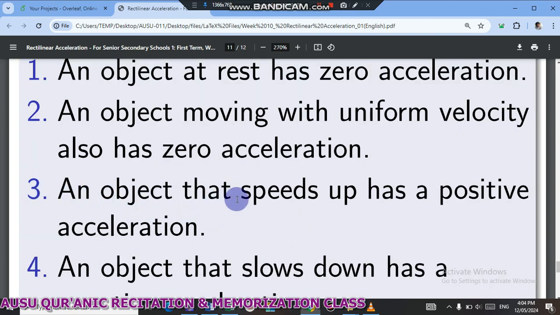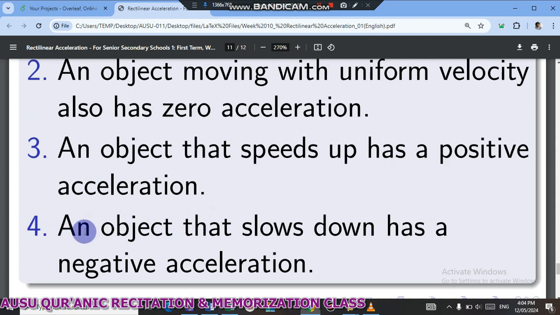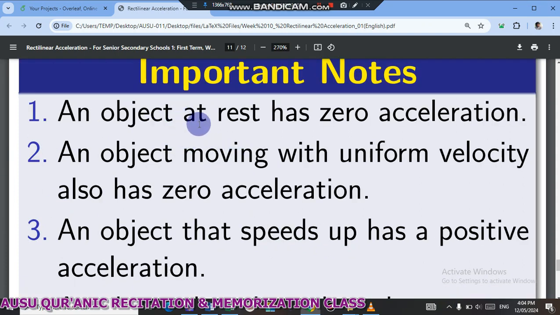Point number 3, an object that speeds up has a positive acceleration. We saw that in the example we gave. And finally, an object that slows down has a negative acceleration. Whenever an object is slowing down, it has negative acceleration. If it is speeding up, positive acceleration. And 0 acceleration means one of 2 things: either the object is at rest or the object is moving with uniform velocity. This is the end of our today's class, and I hope you enjoyed it.